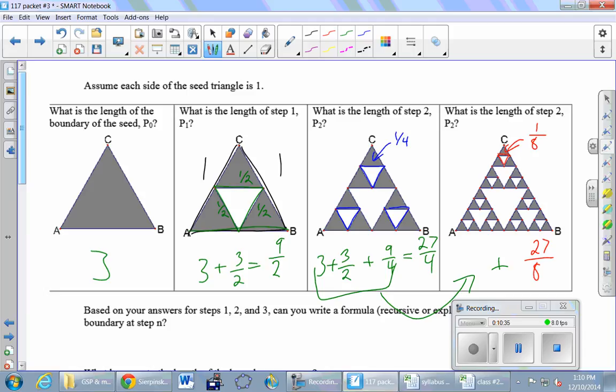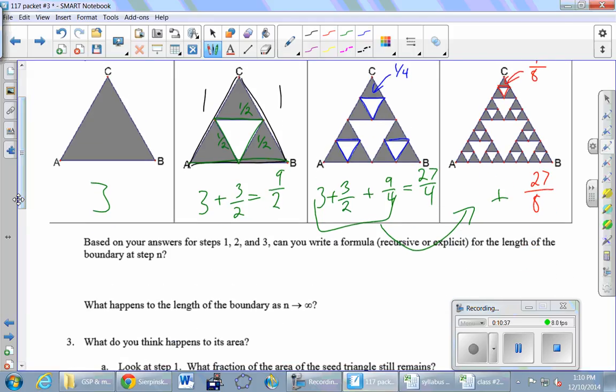Okay, so the question is, can we figure out a way to write a formula here for the length of the boundary at step n? All right, let's just take a step back. I'm going to go to decimal land for a second. This one is 4.5. What was the next one?